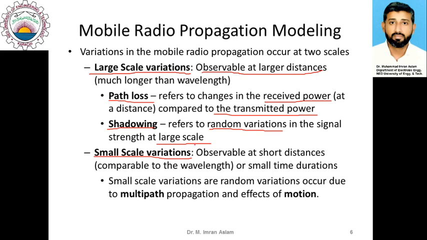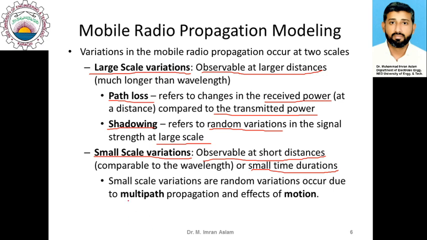Small scale variations are related to the variations that we observe at very short distances, which are comparable to the wavelength of the wave, or the variations which are related to a small time duration. For example, you must have noticed that if you try to make a call and you see there is no signal, but if you wait for a second or maybe a few seconds, you will see that the signal strength goes to maximum, so you get the full signal. This happens because of these variations, although you haven't moved, so within a small duration of time, or if you have moved a little bit, you can see the variation goes from a very small value to a very large value.